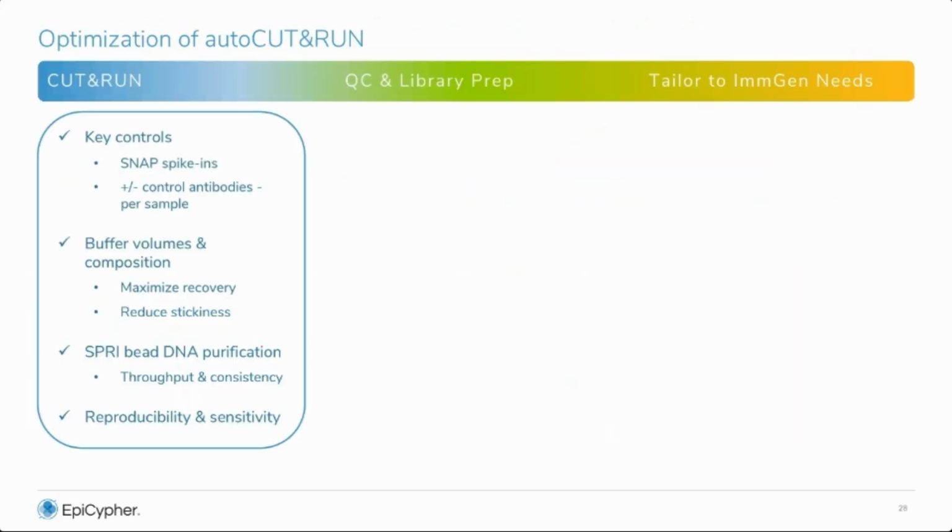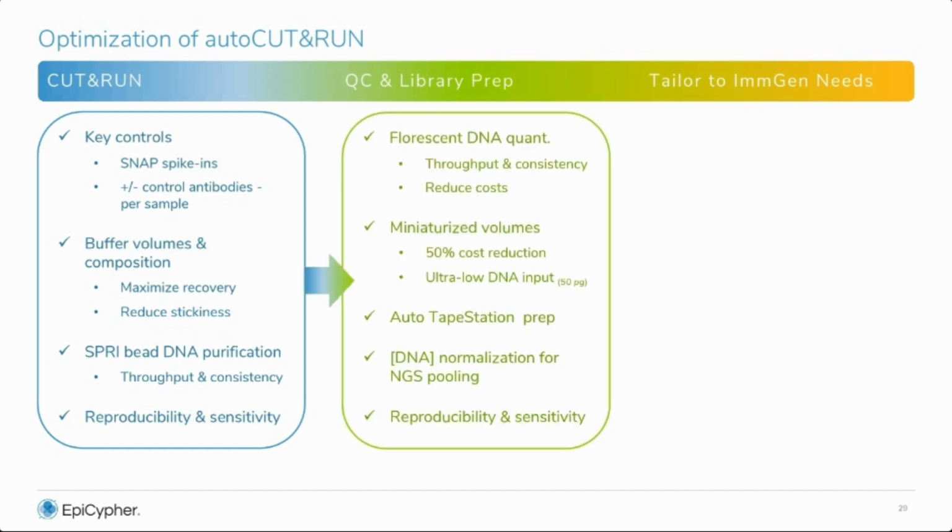Okay, so this is the process that we set about trying to automate CUT&RUN. We did all the standard things, making sure our key controls were incorporated, optimizing our buffers to make sure DNA yields were optimized and stickiness wasn't a problem for the robots. Of course, we had SPRI beads in there for the maximal throughput and consistency. And then at the end of the day, we made sure the assay was very reproducible and sensitive.